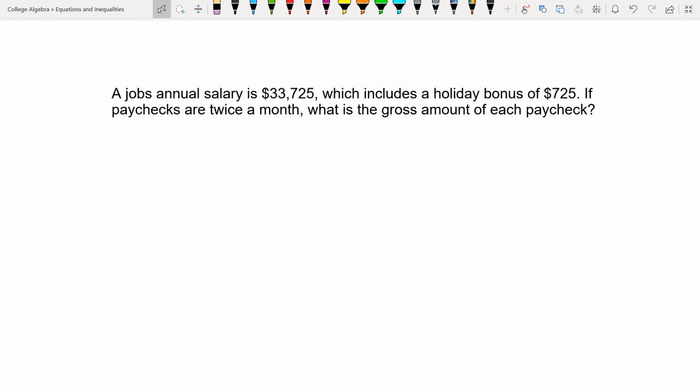The job's annual salary is $33,725 with a holiday bonus of $725. The paychecks are twice a month. What's the gross amount of each paycheck?